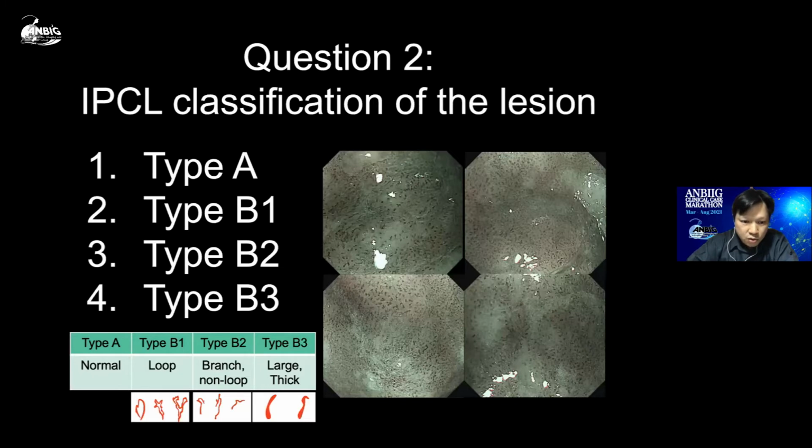Type B1 is loop IPCL with a little bit of diameter or caliber change. Type B2 is the branch type and the non-loop IPCL. And type B3 is large, thick IPCL. So what kind of IPCL is this lesion?